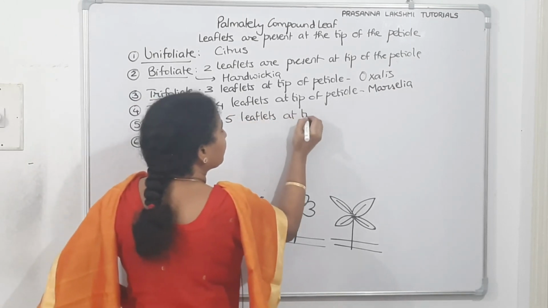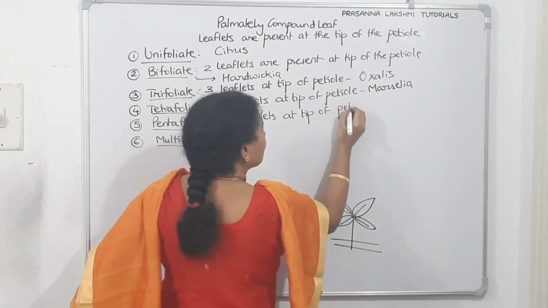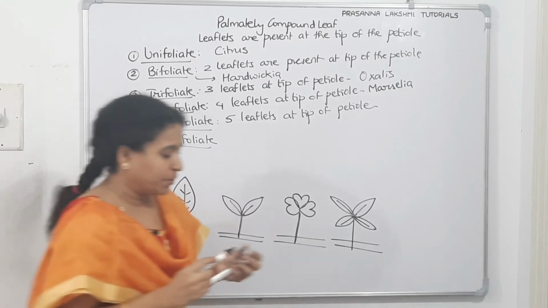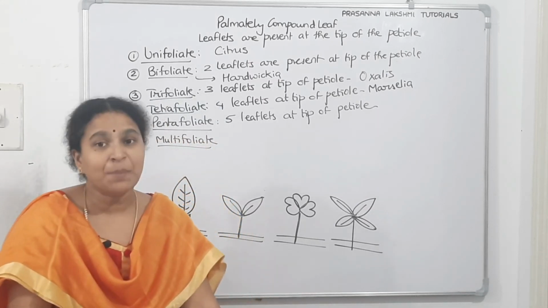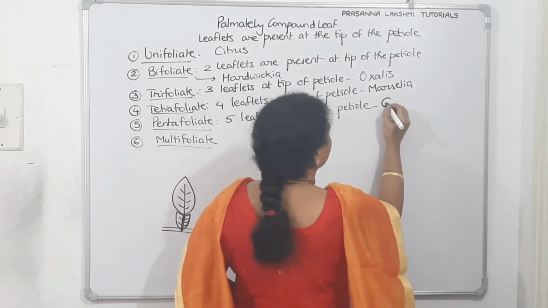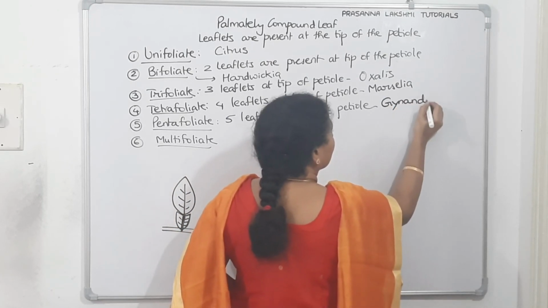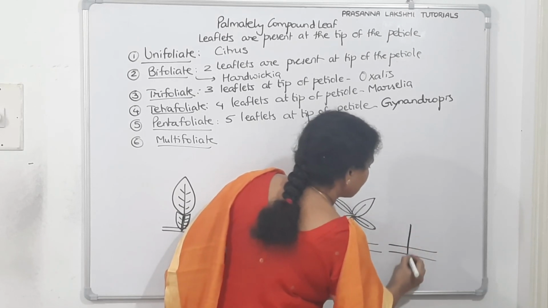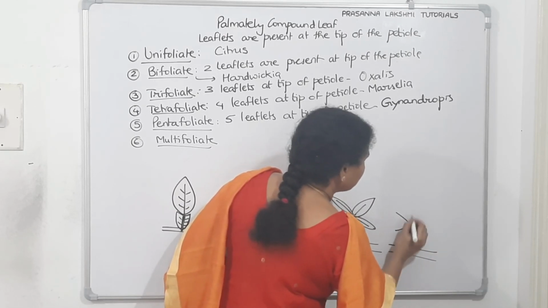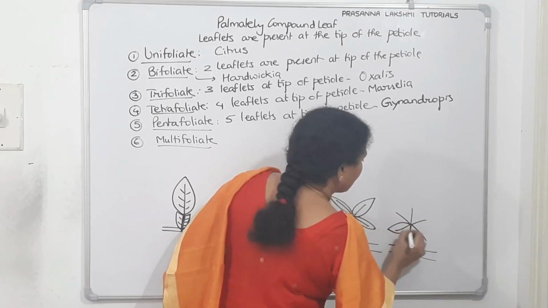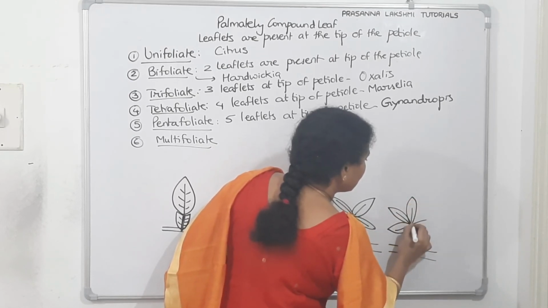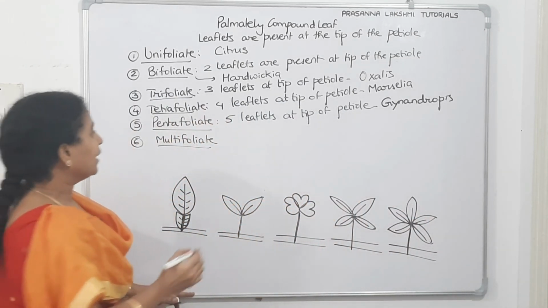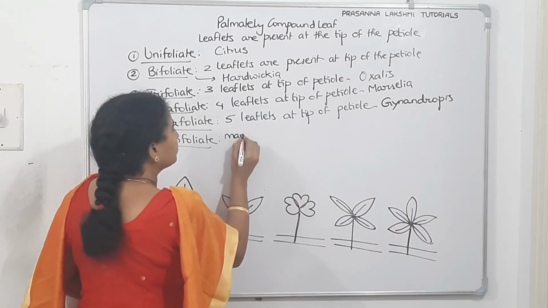In pentafoliate, 5 leaflets at the tip of the petiole. Example is Gynandropsis. This is the tip of the petiole. So, 1, 2, 3, 4, 5. One leaflet, second leaflet, third leaflet, fourth leaflet, fifth leaflet. This is pentafoliate. In multifoliate, many leaflets.